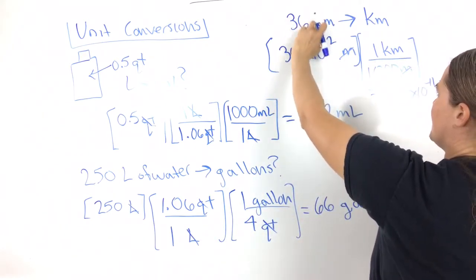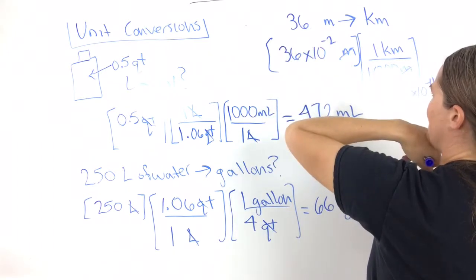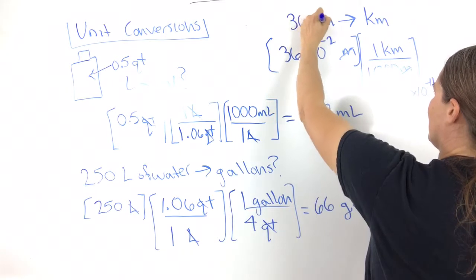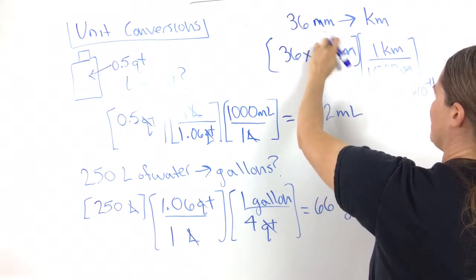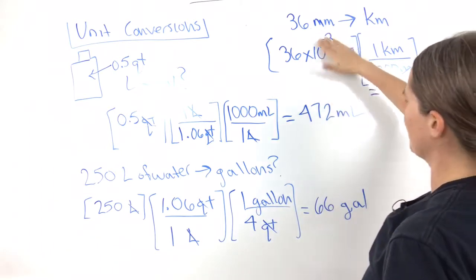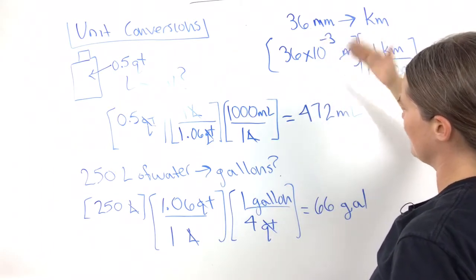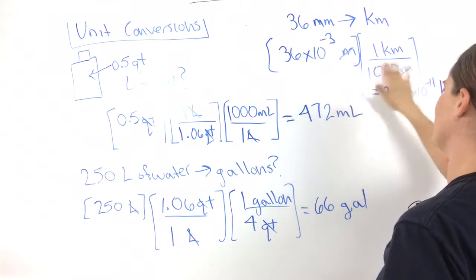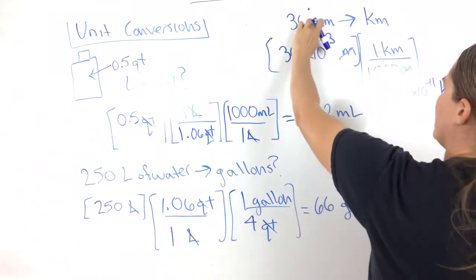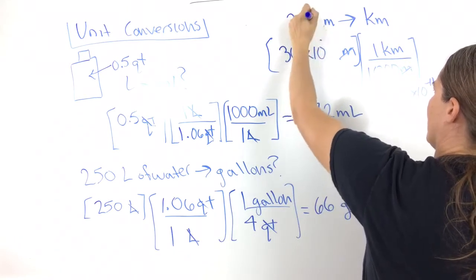If this were, let's say, millimeter, then I would have 36 times 10 to the -3. So whatever the prefix is, I just replace it with the 10 to whatever it is, and then I convert to the metric unit that I want. So I'm going to change this back to a 9.